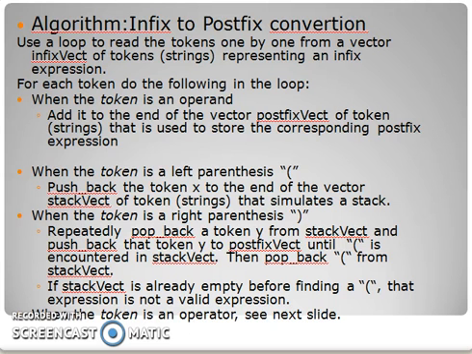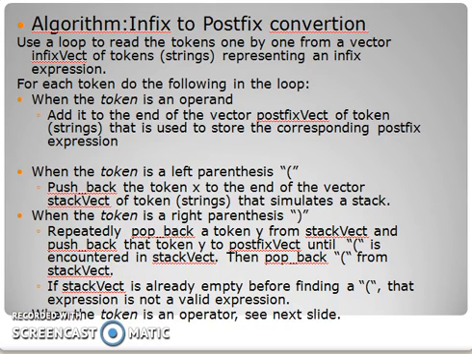So this is the algorithm of infix to postfix conversion. Here I am using the words infix vector and stack vector in order to store the information in a particular place. Before that, let us look at the algorithm.